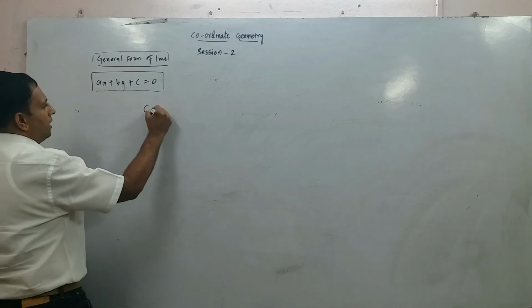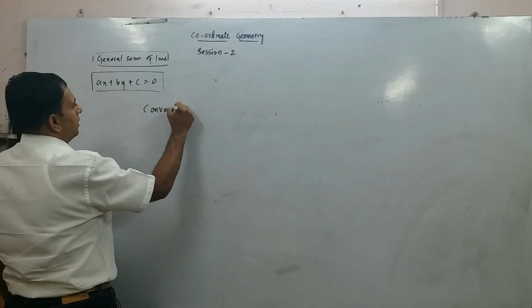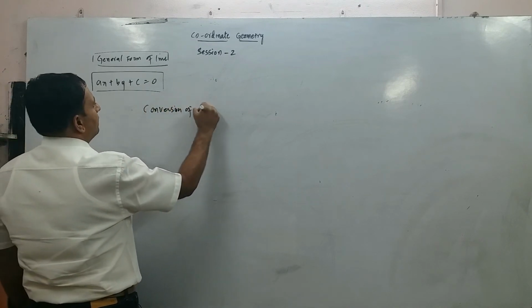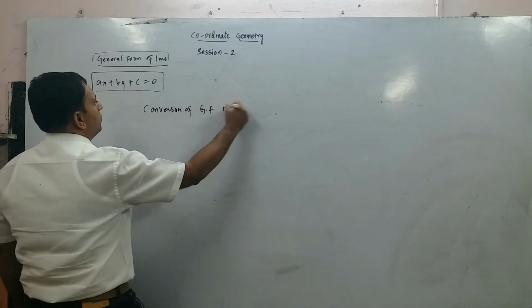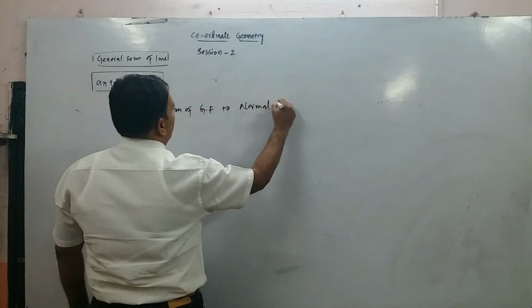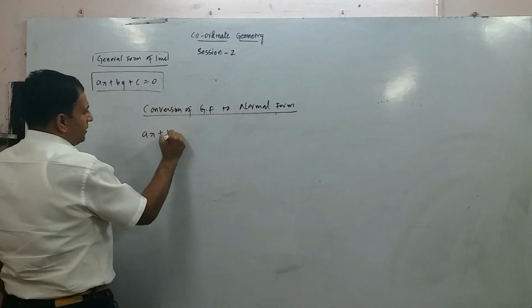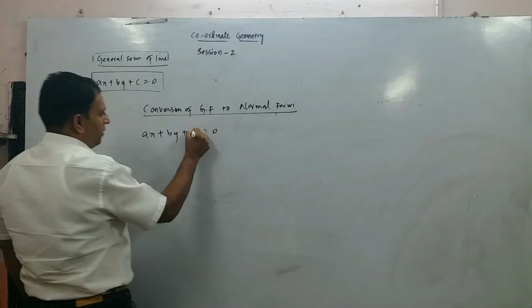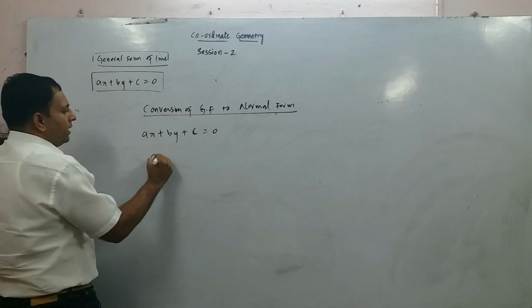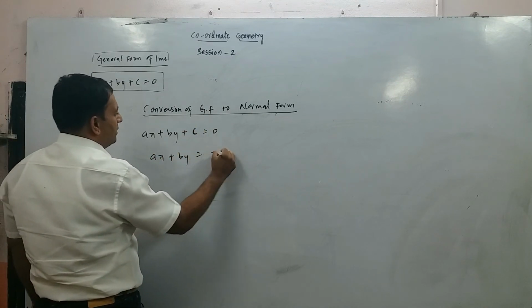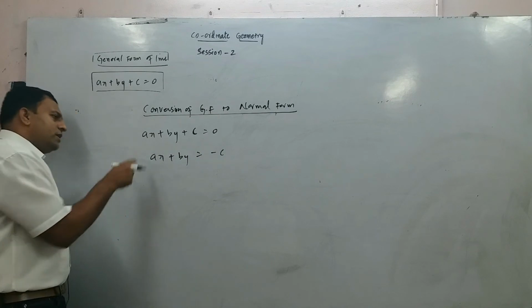So I'll say conversion of general form to normal form. Now what do you do? You will consider ax plus by plus c is equal to 0. Alright. Then what do you write? You write ax plus by is equal to minus c. Don't get confused. In intercept form also this step is the same.